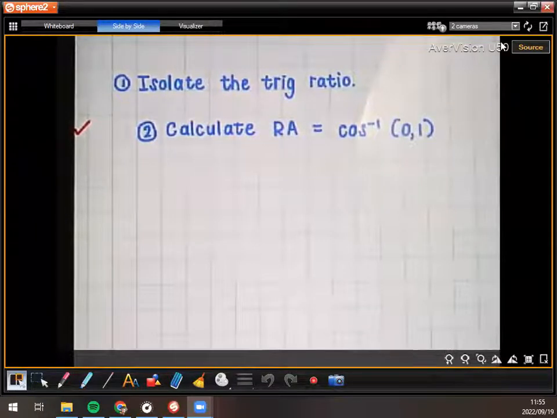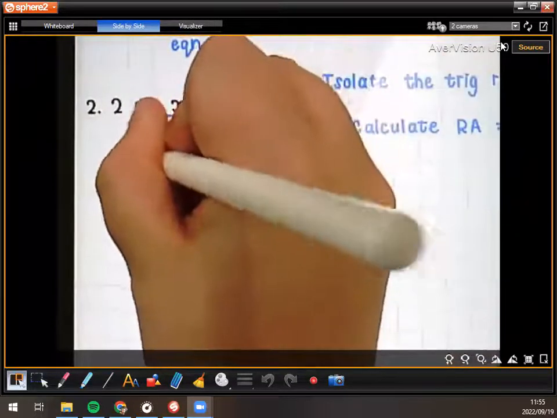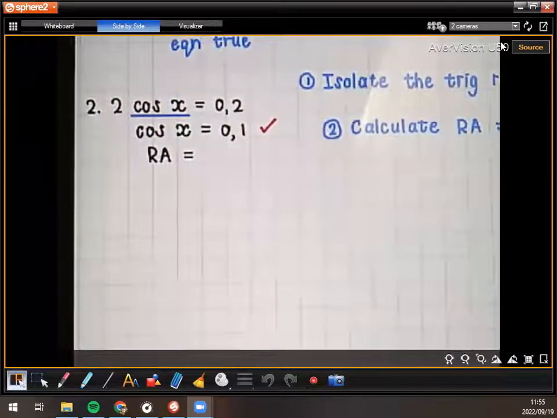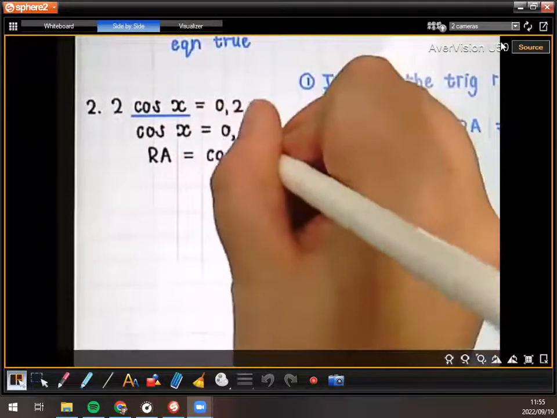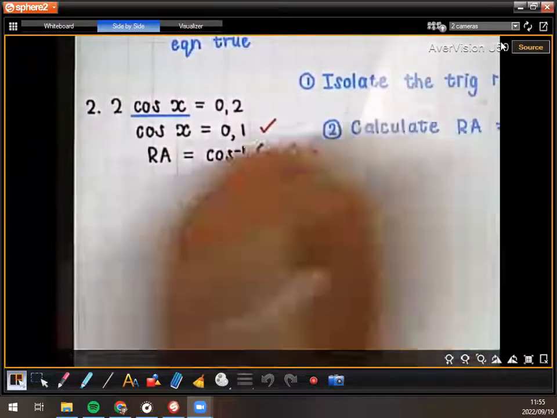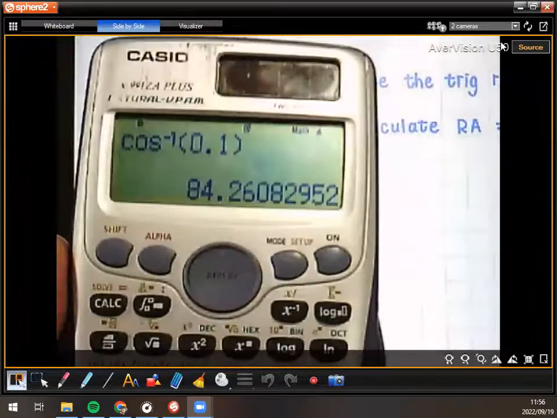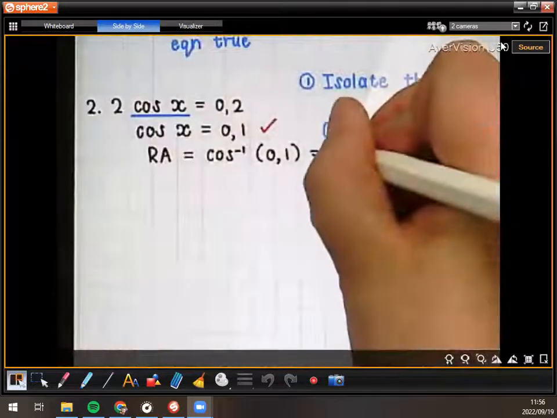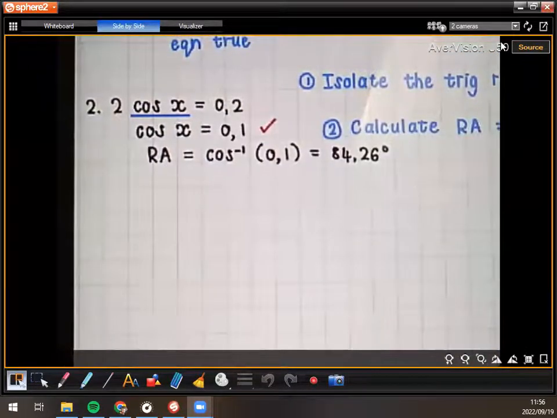So that's always going to be your second step. Okay, so let's do that actually, and you'll see how I'm going to write it in my solution. I'm going to say reference angle is equal to, you can write cos to the -1 of 0,1 if you want. We wrote it in the step on the side, but you can put it as a part of your solution. Okay, we're going to type that in, shift cos of 0,1, and we're going to get an answer of 84,26 degrees. Okay, that's going to be our reference angle. 84,26 degrees.